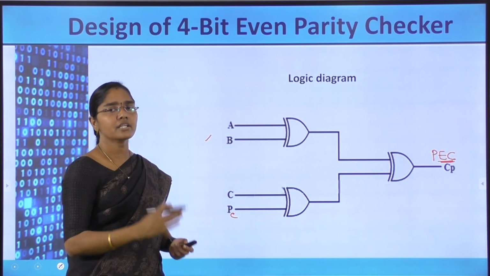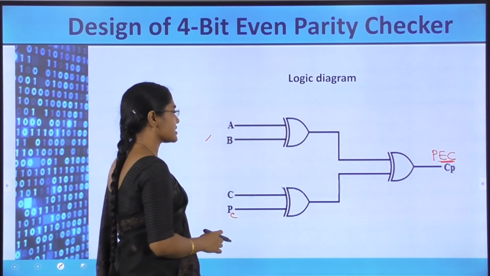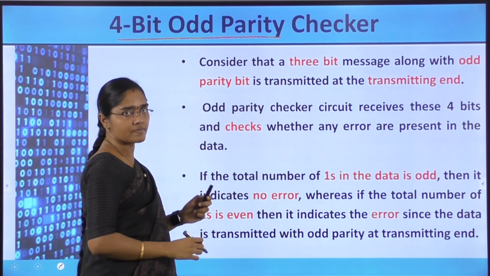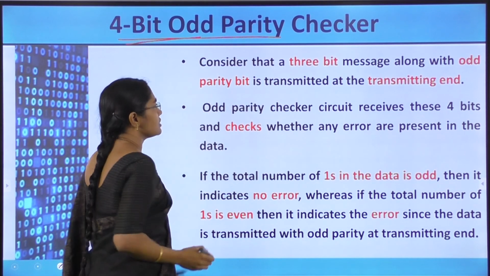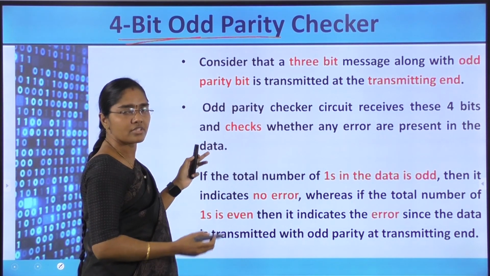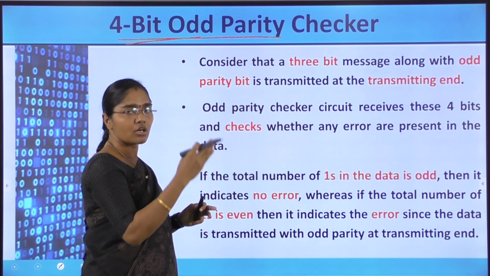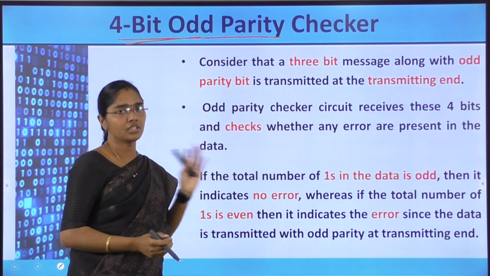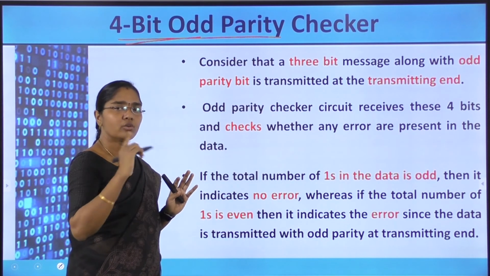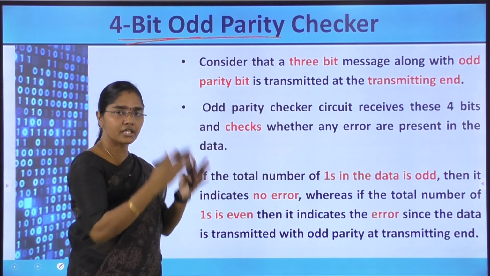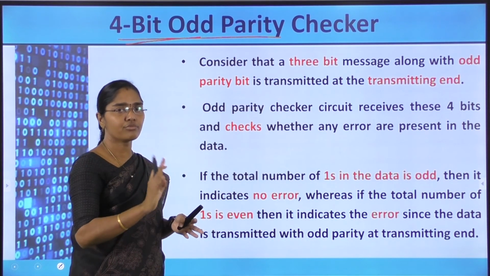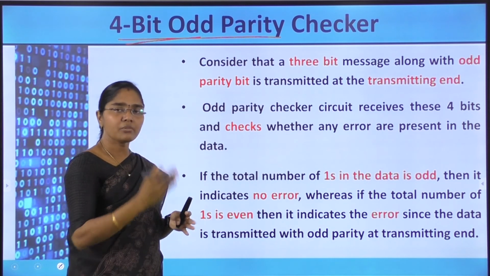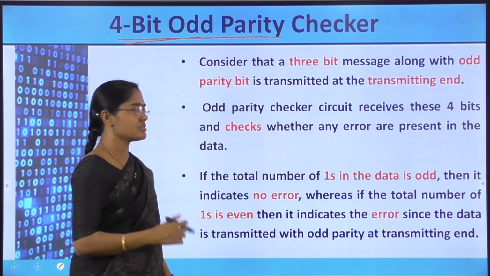Similarly, the odd parity checker can also be implemented. Let's see that as the next one, that is the 4-bit odd parity checker. This is also a combinational circuit which takes 4 bits as the input. Out of 4 bits, 3 are the input bits, 1 is the odd parity bit generated from the transmitter side, and it will give an output bit depending upon the parity received in the input data of the 4 bits. If even parity is received, the output bit will be 1, or if odd parity is received, the output bit will be 0.